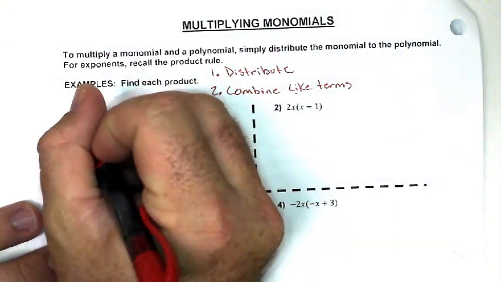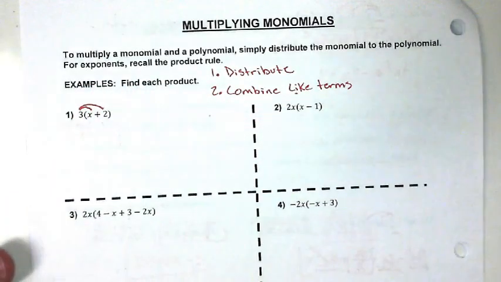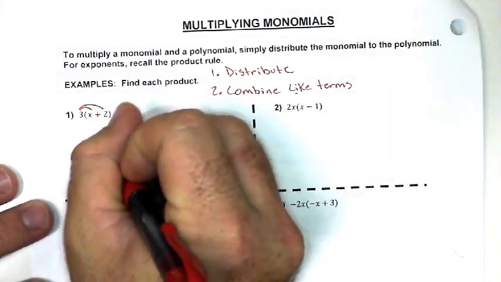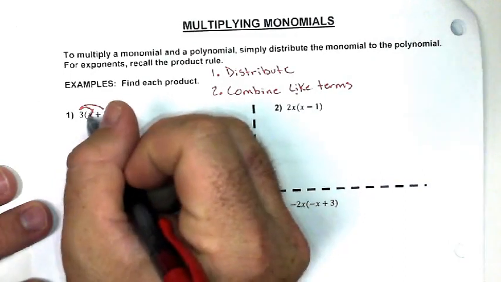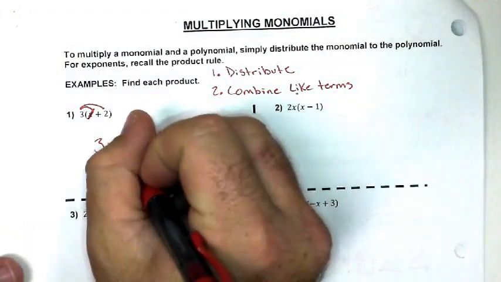Get rid of the parentheses. So I will take that monomial, or that single-termed expression, and distribute it to the binomial, in this case, because it's a polynomial with 2 terms. Bi means 2. Okay? When I do 3 times x, what do I get? 3x. Scratch out that because I'm done with it. When I do 3 times 2, what do I get? 6.